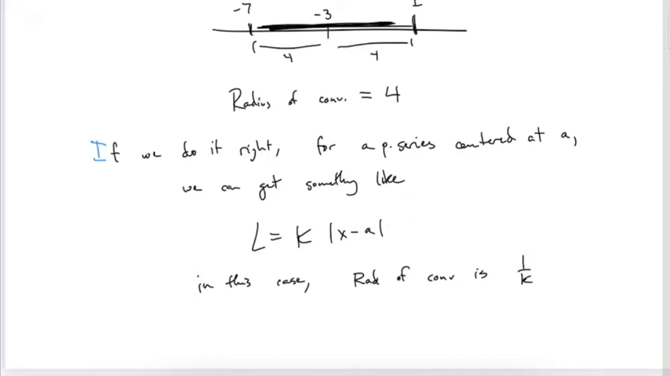Okay, this is how to find the radius of convergence of a power series using the ratio test. Any thoughts about that before we go on to another little something?